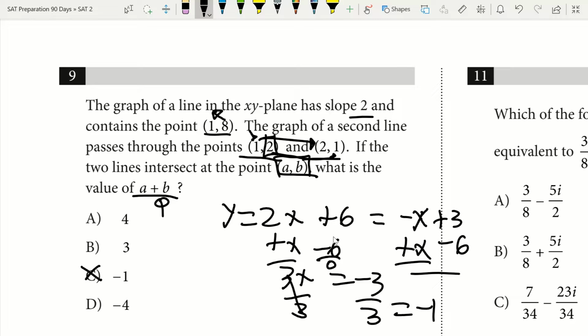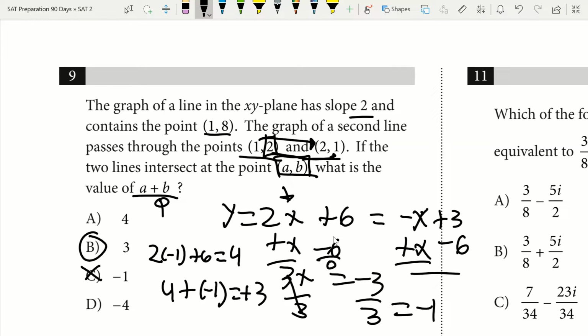At this point, I know x is negative 1, so I just plug negative 1 into this equation, y equals 2x plus 6. I get 2 times negative 1, which gives me negative 2, plus 6. Negative 2 plus 6 gives me 4, which means I have to take that 4 and add it to the negative 1. Since we have to solve for a plus b, that's going to give me positive 3. So the answer there is going to be B for number 9.